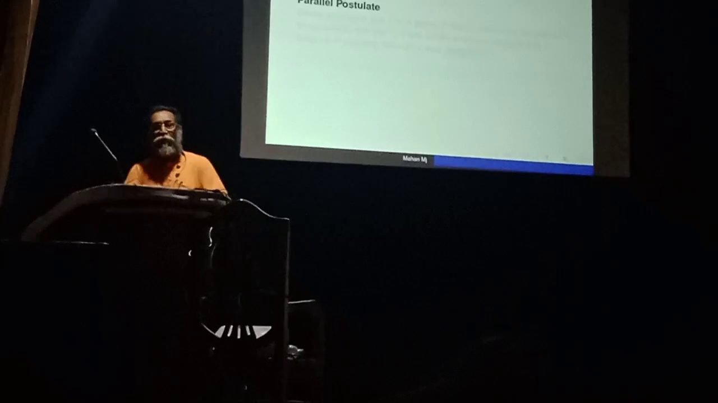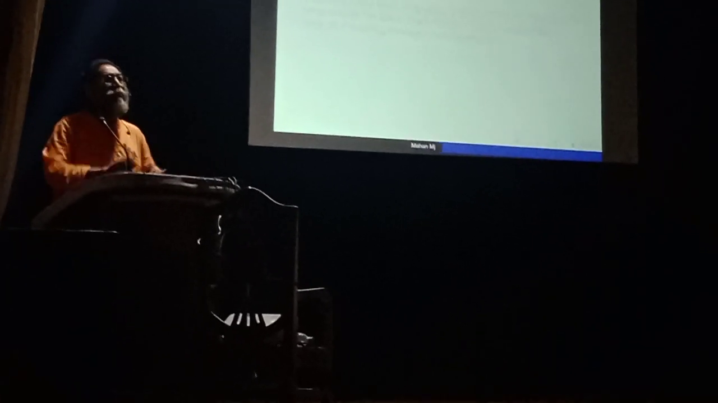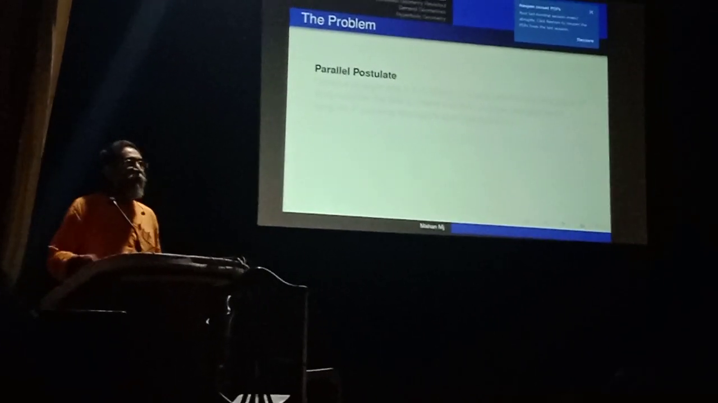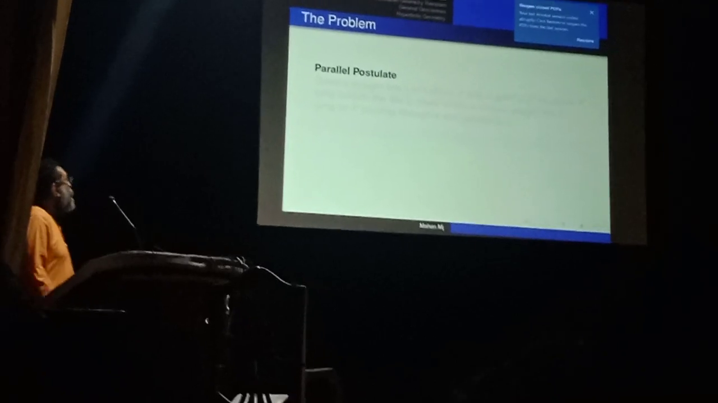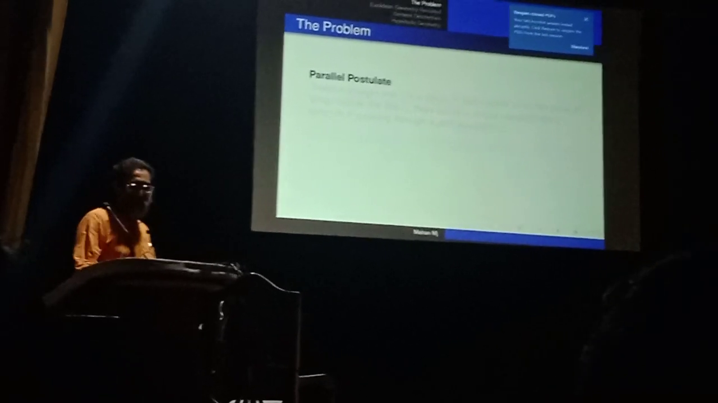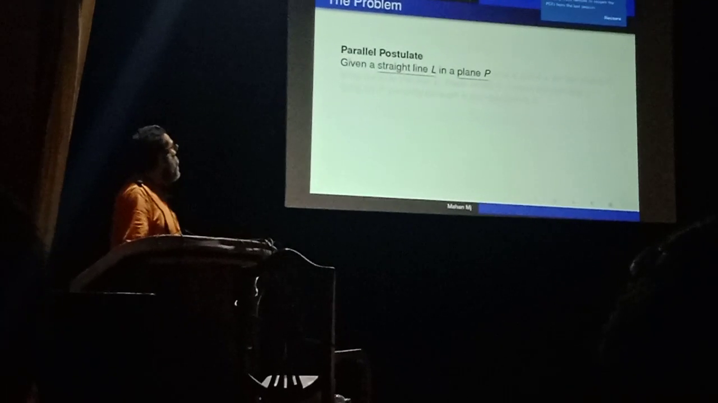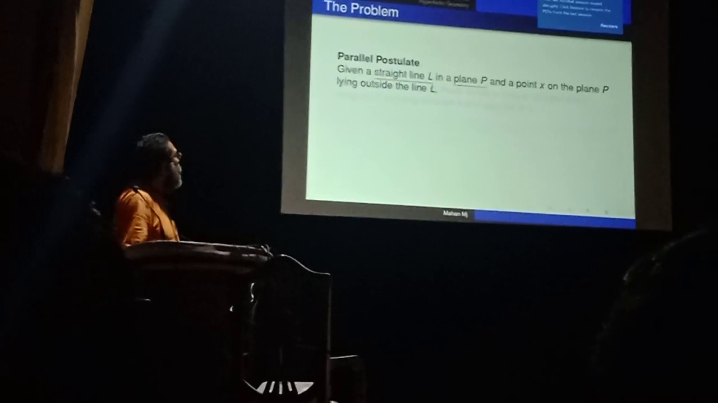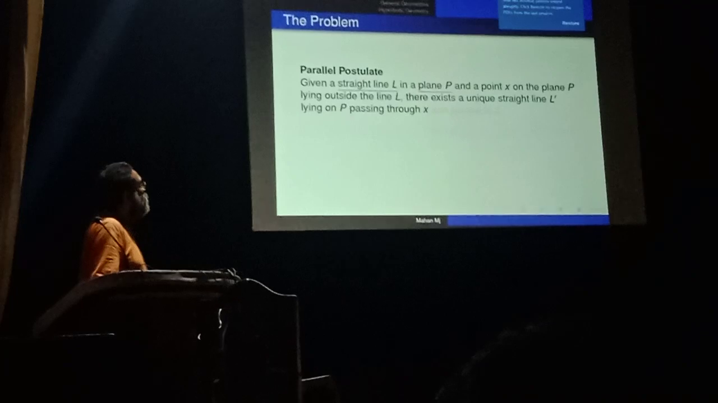So the model for Euclidean geometry is the plain paper, R2, with the usual structure on which we draw our straight lines. So for example, this flat plate here. So let's look at the parallel postulate again. What does it say? Given a straight line L in a plane P and a point X on the plane outside the line L, there exists a unique straight line L prime lying on the plane P, passing through X and parallel to L.